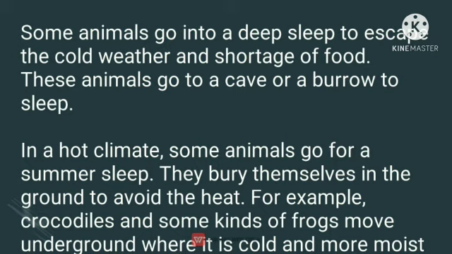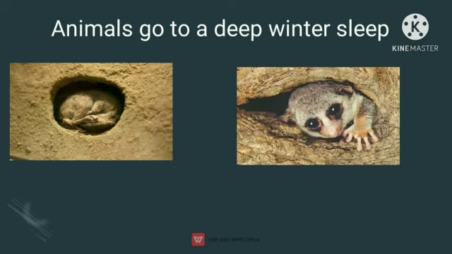In a hot climate, some animals go for a summer sleep. They bury themselves in the ground to avoid the heat. For example, crocodiles and some kinds of frogs bury themselves in the ground where it is cold and more moist. So students, see the picture. Animals go to a deep winter sleep.